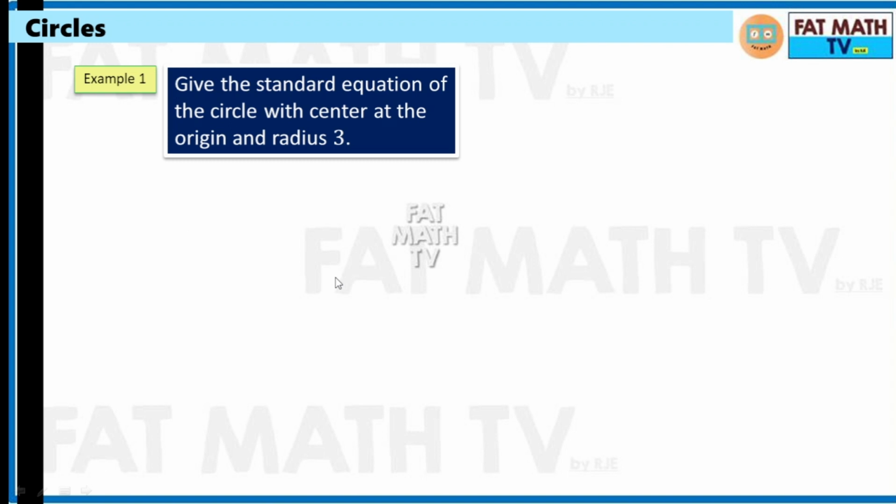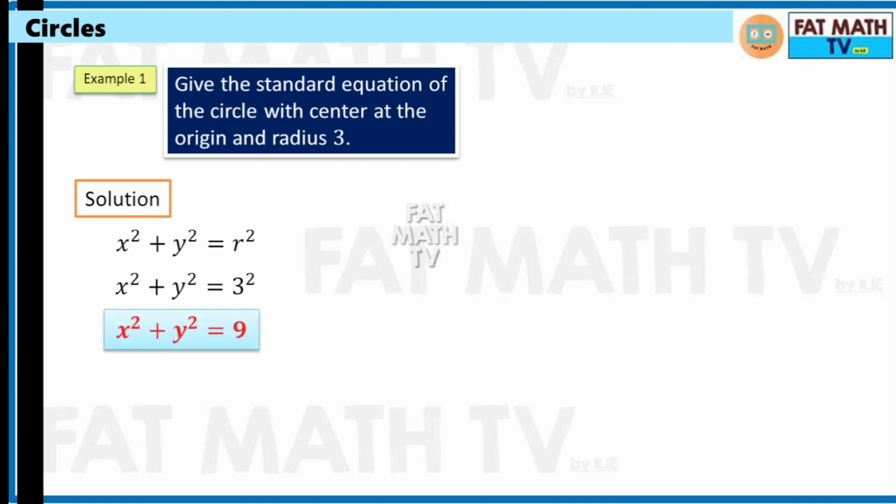Okay, let us have our first example. Give the standard equation of the circle with center at the origin and radius 3. You need to memorize the formula that if the center is at (0, 0), the equation is x squared plus y squared equals r squared. Just replace r with 3, since the given radius is 3. So we will have x squared plus y squared equals 3 squared, and 3 squared is 9. So the standard equation of the circle is x squared plus y squared equals 9.